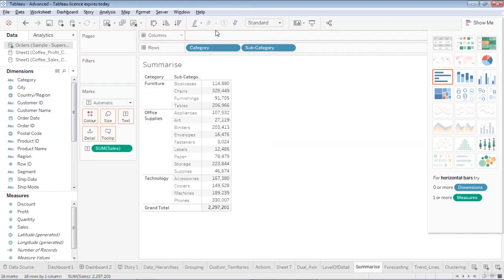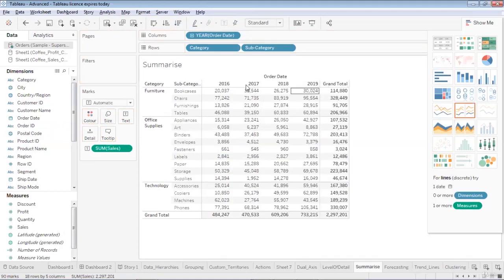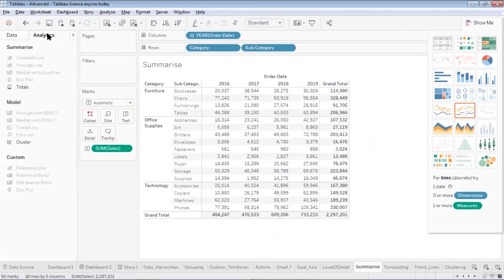Now if I show the order date field over here, just let me drag and drop it again. Maybe it got missed. So now you can see that corresponding to each row, I am getting the grand totals over here, and corresponding to each column, I am getting the grand totals over here. So this is how you use the summarize section of the analytics tab.